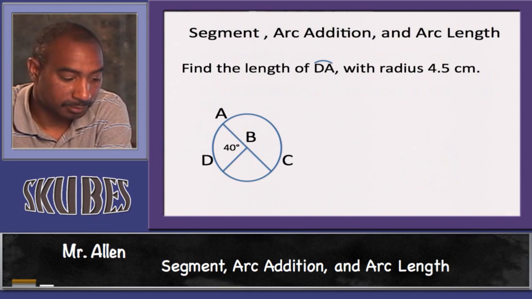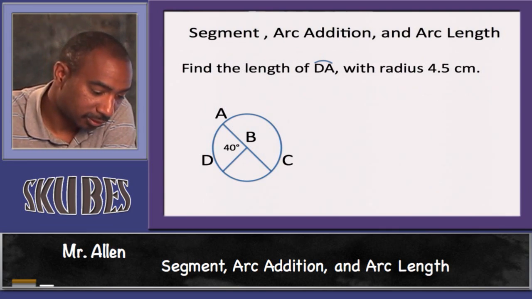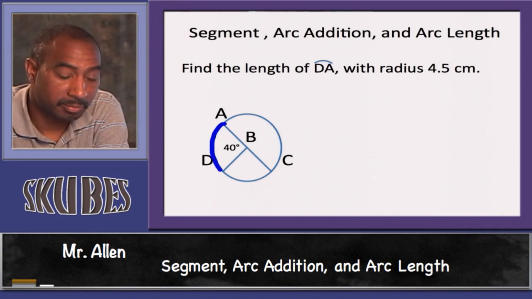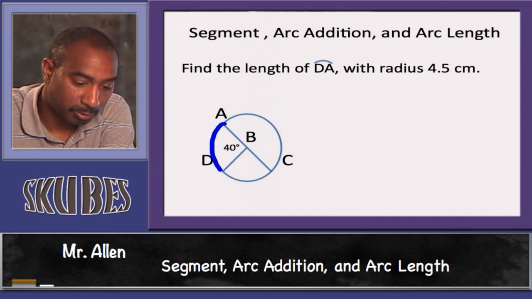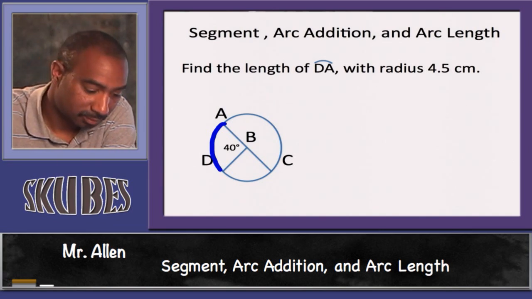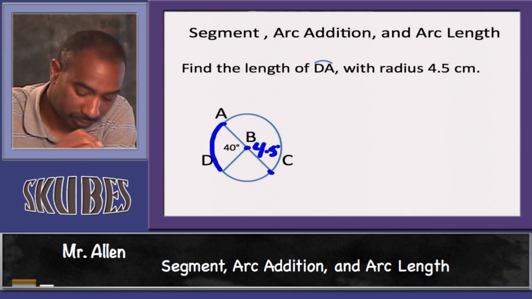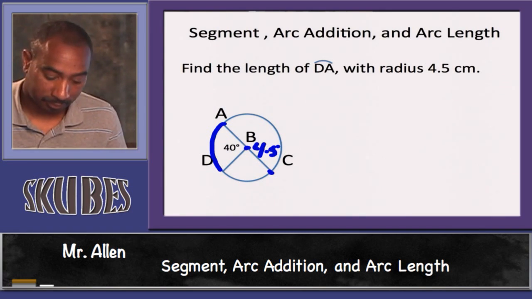All right, so for example, find the length of arc DA. We want to know what this length is here. This time you want the length. We're not asking for the measurements. We're asking for the actual length of this arc. So the radius is 4.5 centimeters. So from here to here is 4.5. And what you're going to do is set up the proportion.